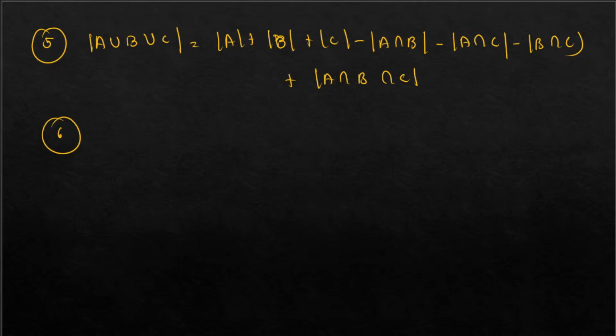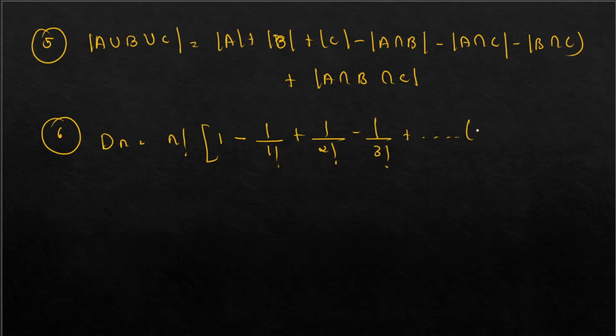After that, the sixth is the derangement formula. Dn equals n factorial times (1 minus 1 by 1 factorial plus 1 by 2 factorial minus 1 by 3 factorial plus so on, up to minus 1 to the power n by n factorial). Like this.